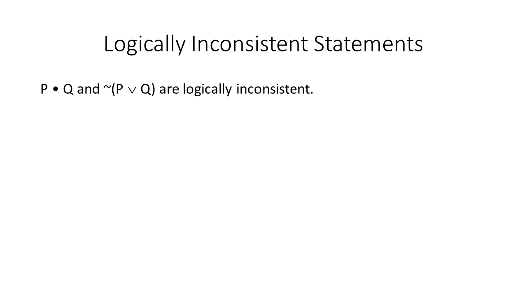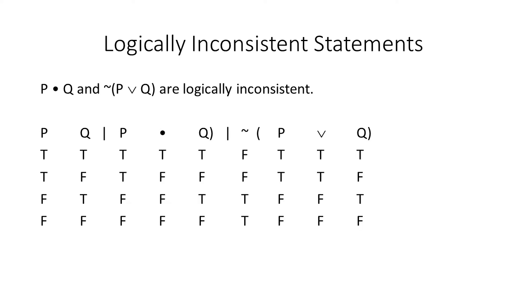Okay, so let's prove this using a truth table. Set up the truth table, solve it, and then unpause me. So here's what you should come up with. Note that they never have the same truth value: true and false, false and false, false and true, and false and true. So these are logically inconsistent.